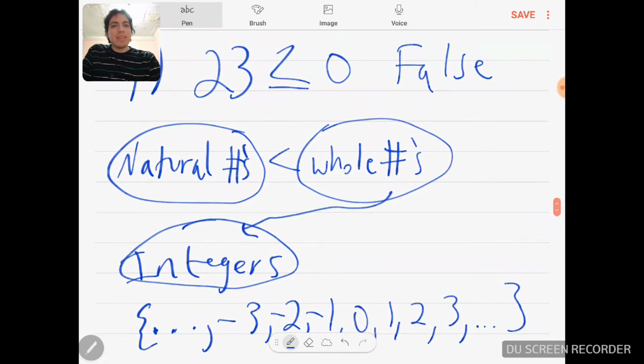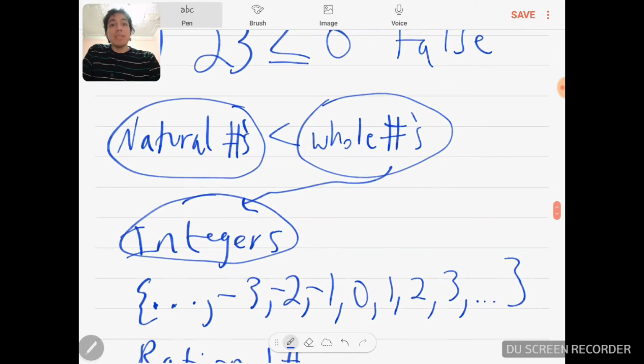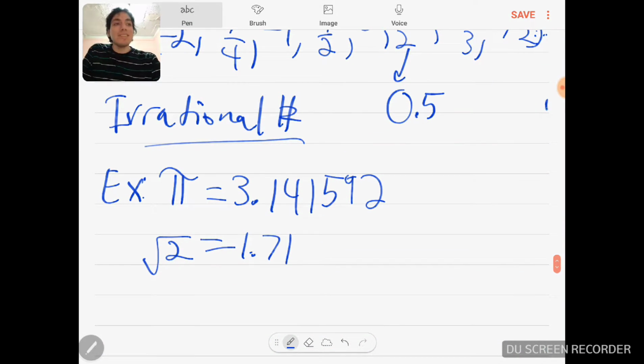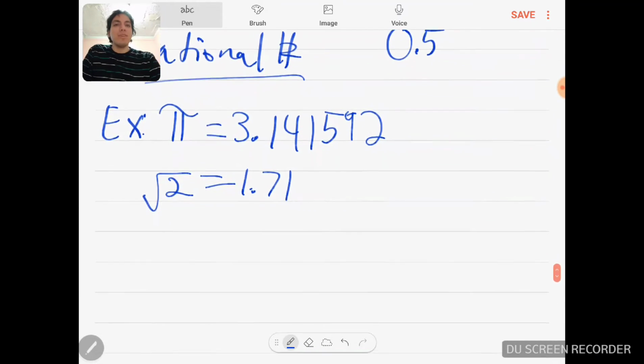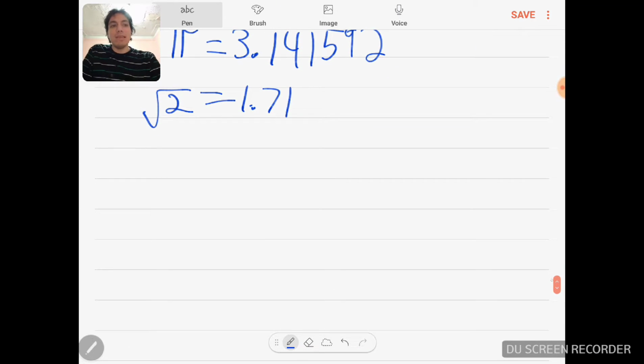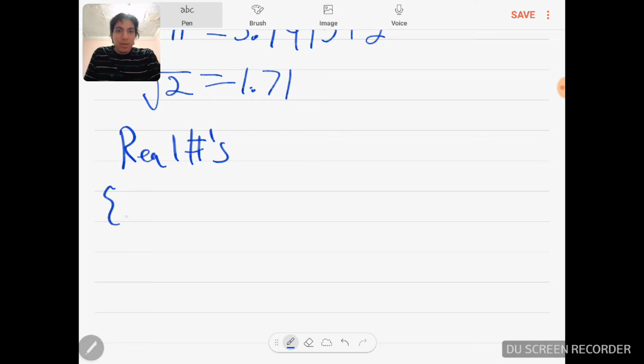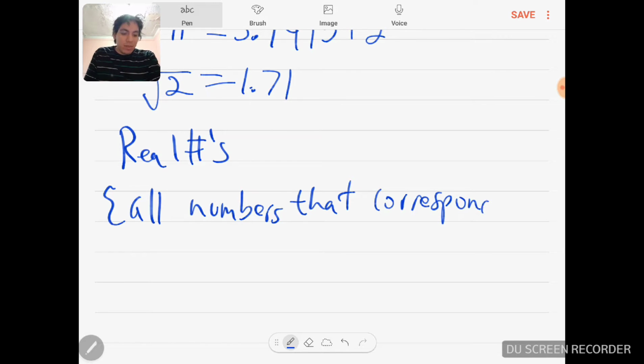So here's the thing. Rationals and irrationals, they're greater than integers. They're both greater than integers. If anything, they're both kind of like tied in their own class. Rationals aren't bigger than irrationals, and irrationals are not bigger than rationals. But what is bigger than both of them are real numbers. So basically, all numbers that correspond to points on a number line.